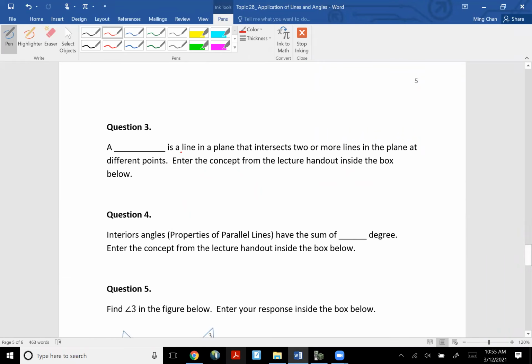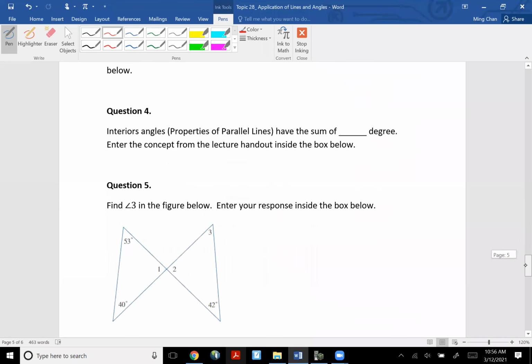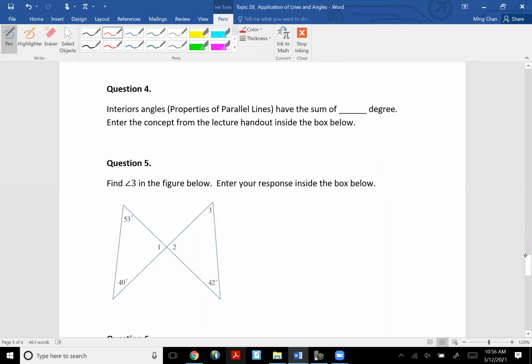A line in a plane that intersects two or more lines in the plane at different points is referring to a transversal, right? A transversal is a line. Interior angles, a property of parallel lines, have a sum of 180 degrees. All right, same pictures. Please find angle 3.